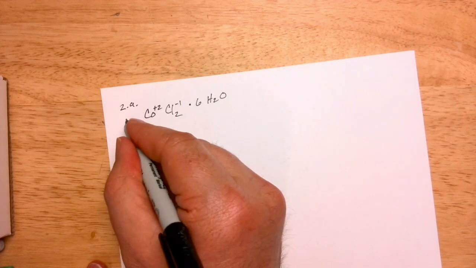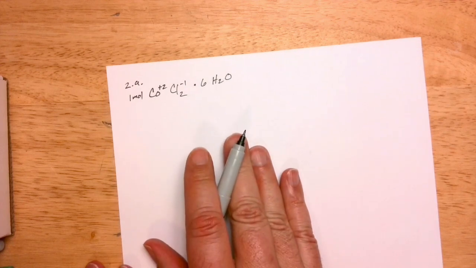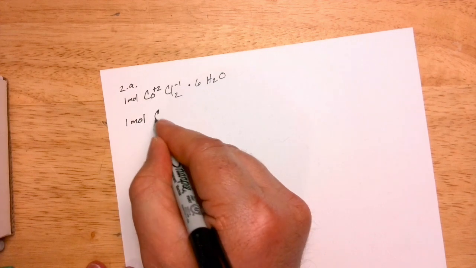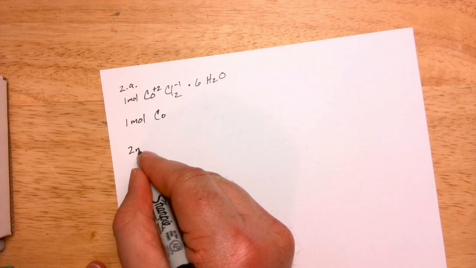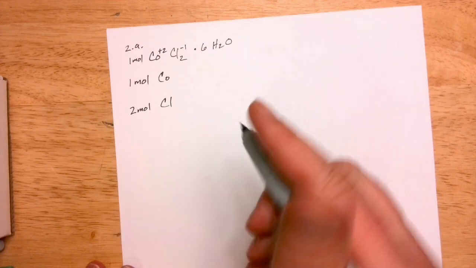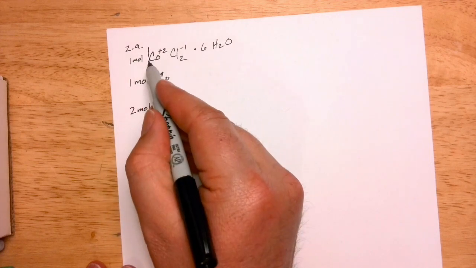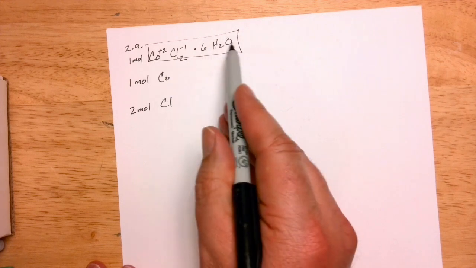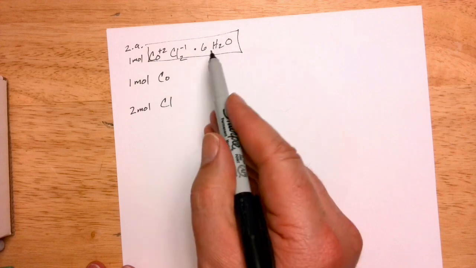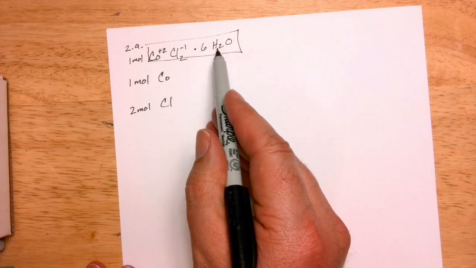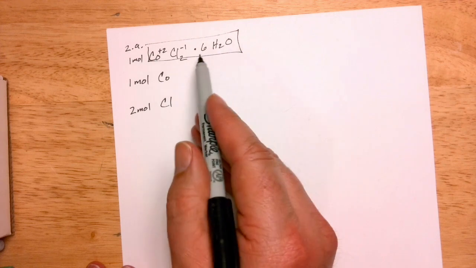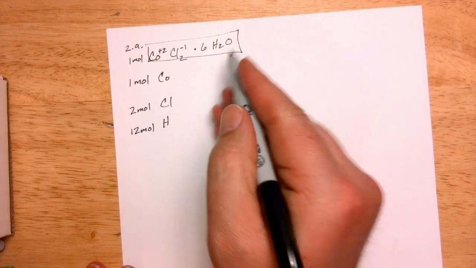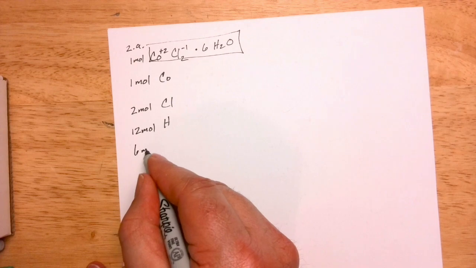Okay, so you see we have 1 mole of this compound. So if you have 1 mole of this compound, that means I'm going to have 1 mole of cobalt. I'm going to have 2 moles of chlorine. Now, because this is all one substance here, if I have 1 mole of it, even though there are 6 groups of water molecules to it, that's part of this compound. So this 6 is going to be distributed to the hydrogen and the oxygen. So I'm going to have 6 times 2, 12 moles of hydrogen. And then 6 times 1, I'm going to have 6 moles of oxygen.